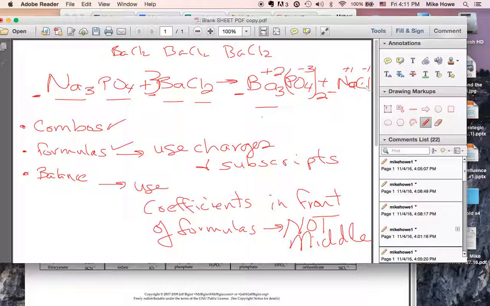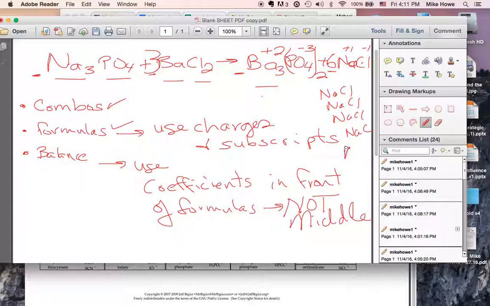So on this side I only see 1 chlorine atom. So what would I put in front? How about a 6? That, of course, means I've got 6 NaCl. So NaCl, NaCl, NaCl, NaCl. You getting the idea? I'm getting tired of writing NaCl. 1, 2, 3, 4, 5, 6. There's 6 of them. So over here I only have 3 of them. So what would I put in front? To make them even, I'd put a 2.